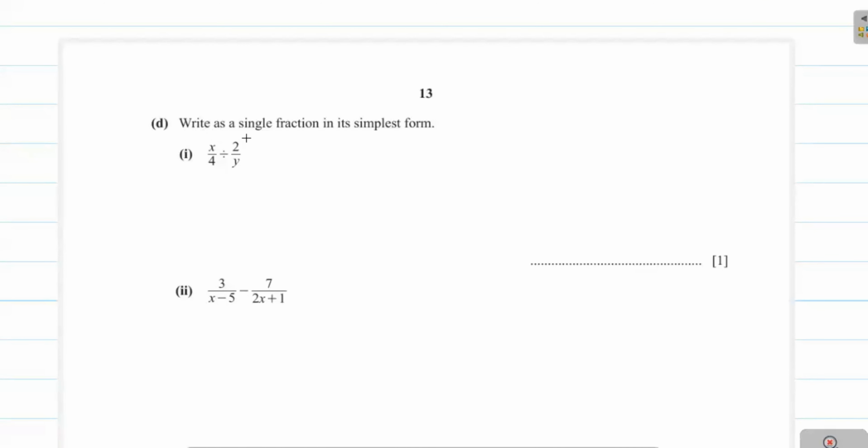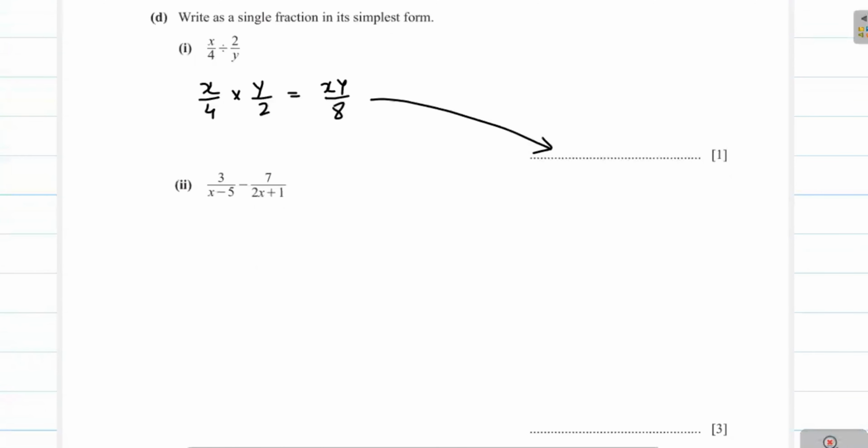Part D, write as a single fraction in its simplest form. Part first, x over 4 divided by 2 over y. We can write it as x over 4 as it is. Now we convert divide into multiply. If we reverse the fraction, we can write y over 2. And therefore, this value will be equal to xy over 8. And this is the answer.